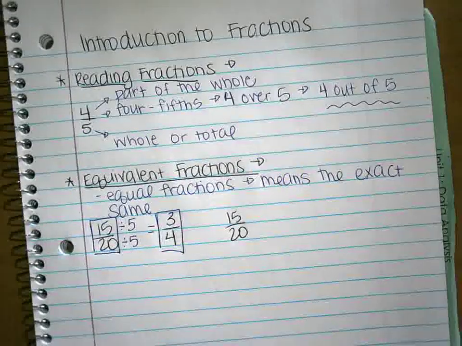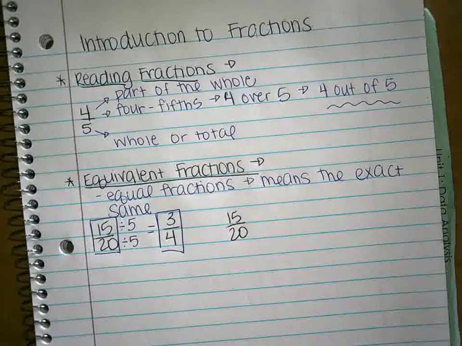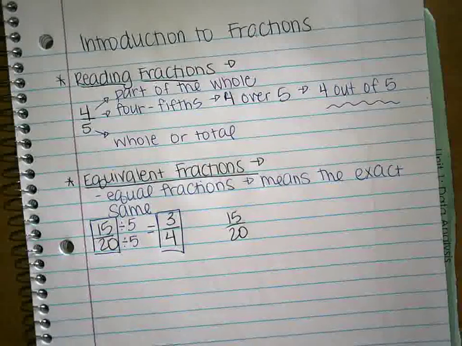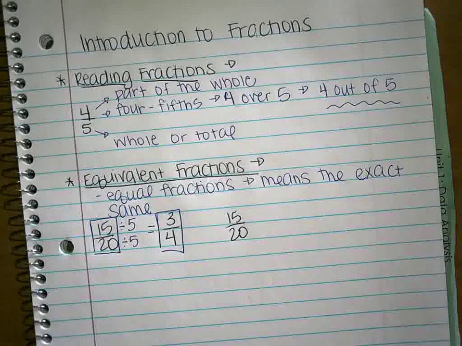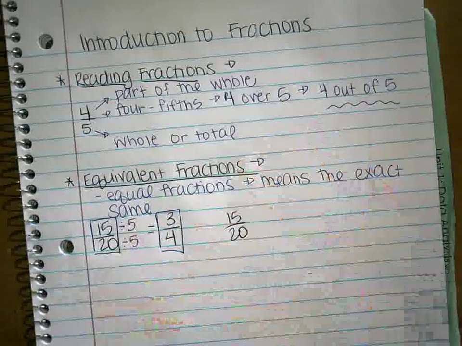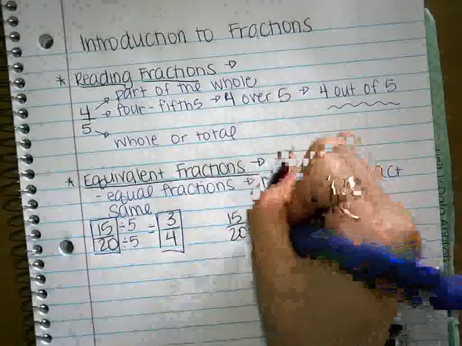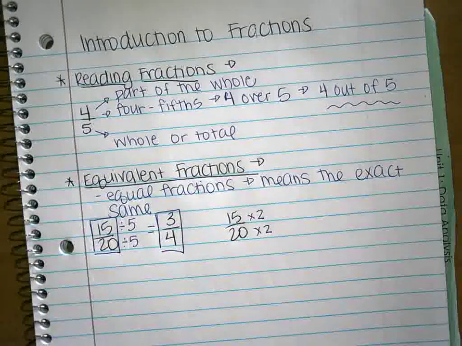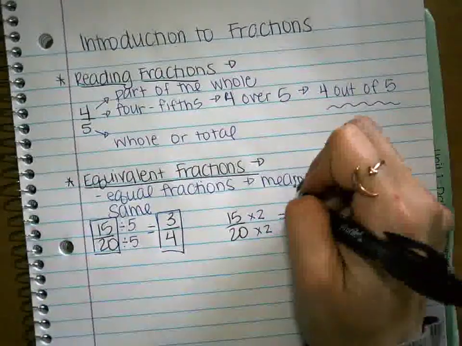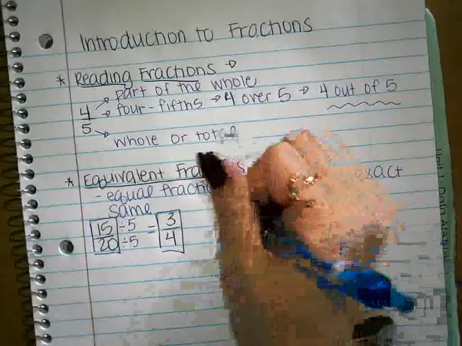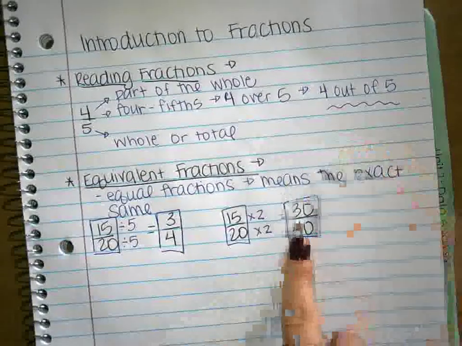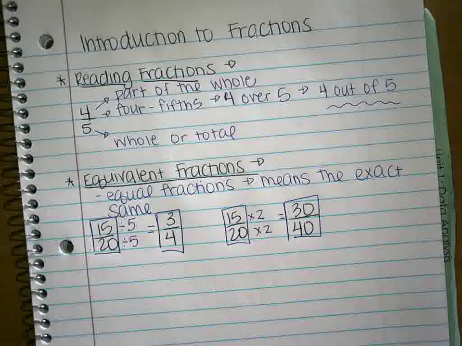Now, I divided there. What else could I do to 15/20 to get an equivalent fraction? Multiply. Do I care what number we multiply by? No, you can do any number as long as whatever you do to the top is the same thing you do to the bottom. Does that make sense? So I'm going to make it easy, and I'm just going to do times 2. 15 times 2 is what? 30. 20 times 2 is what? 40. Which means that 15/20, 30/40, and 3/4 are all equivalent.